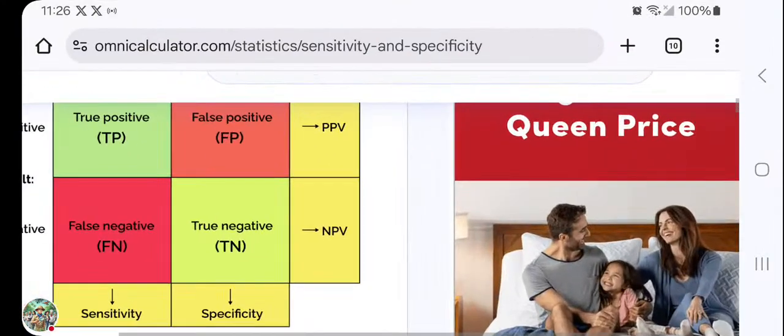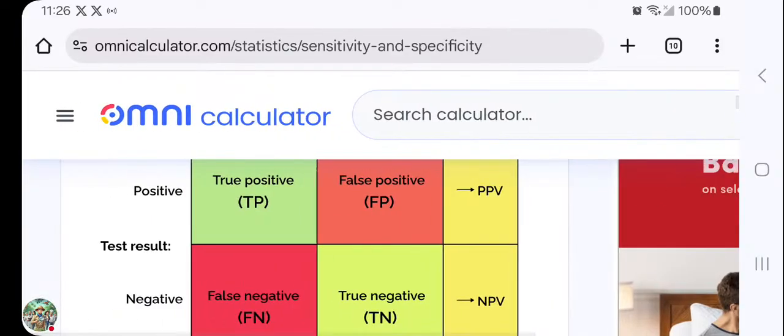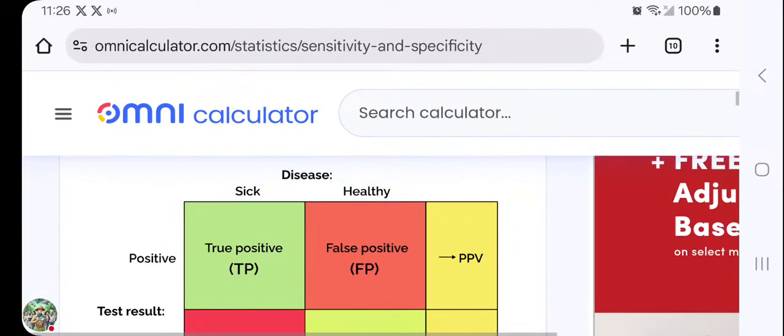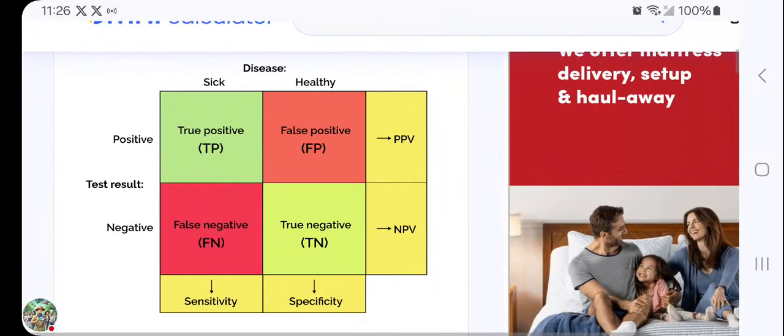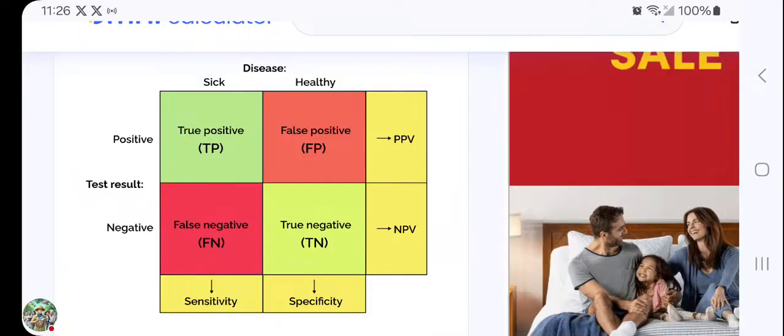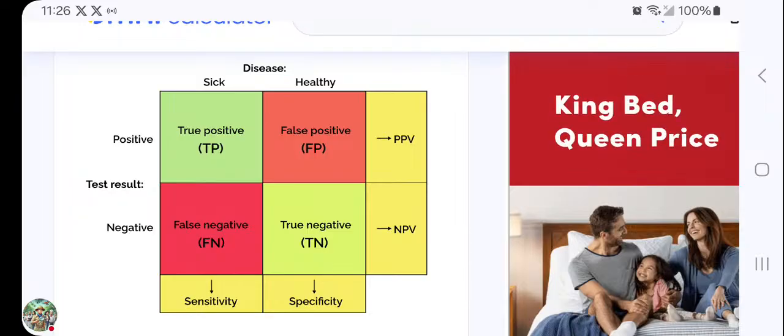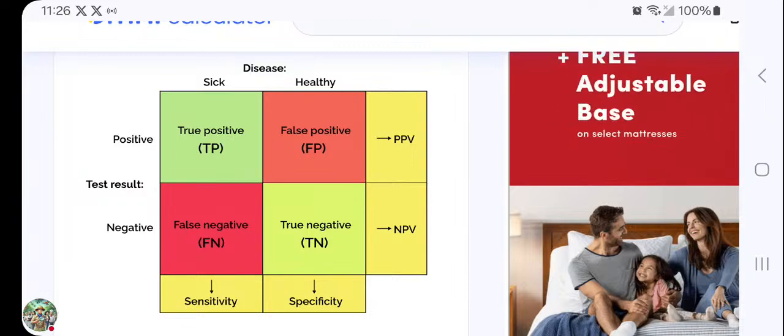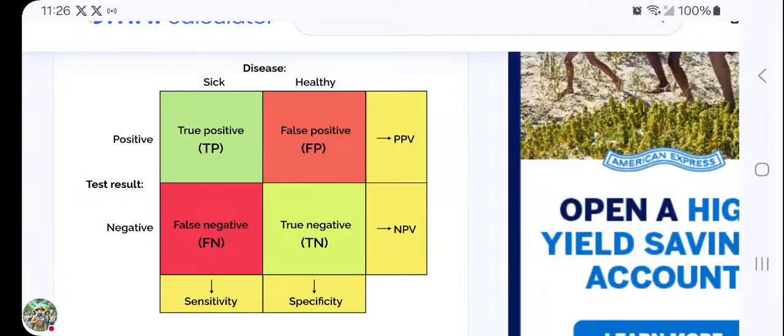Okay, now open this. This is a 2 by 2 table, and we see the 4 squares. Square number 1 is true positive. Square number 2 is false positive. Square number 3 is false negative. And square number 4 is true negative. So TP, FP, FN, TN.